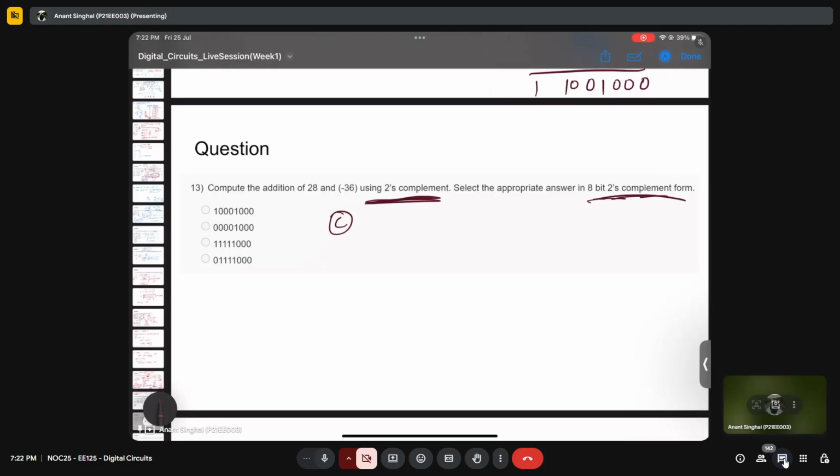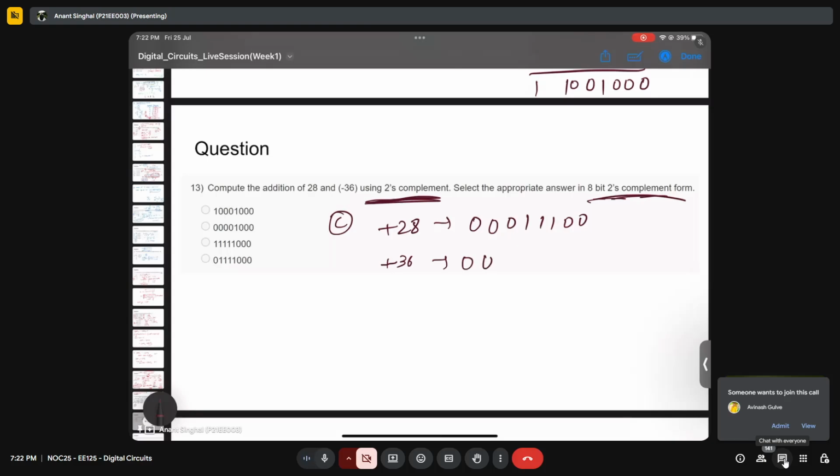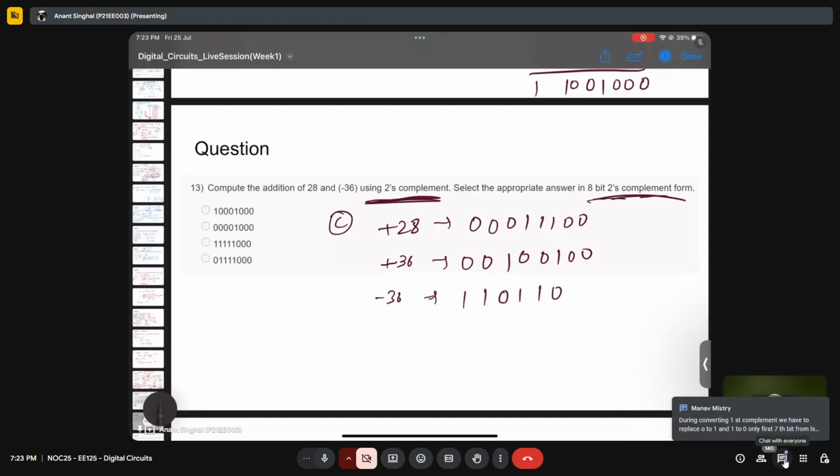So let's see. The first number is plus 28. The second number, let's say if I write plus 36 first, because we need to do the two's complement. So 28 is 0 0 0 1 1 1 0 0, and plus 36 would be 0 0 1 0 0 1 0 0, I think 32 plus 4, right? So minus 36 would be the 2's complement of this, which would be 1 1 0 1 1 1 0 0. So this is the 2's complement.